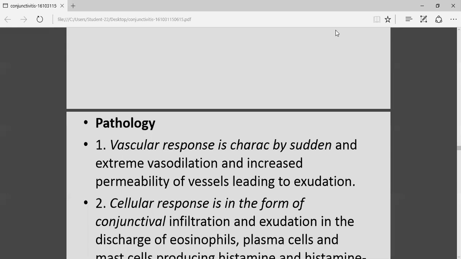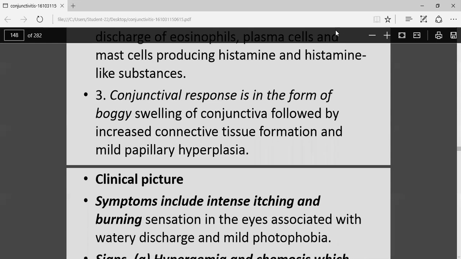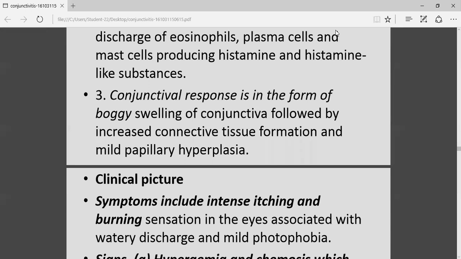What are the cells that are characterized by the allergic reaction? These are basically the eosinophils, the plasma cells, and the mast cells. And they all release histamine and histamine-like substances. We all know histamine is actually an allergen product, and therefore it also causes the different types of allergic responses. And what happens to the conjunctiva during an allergy?